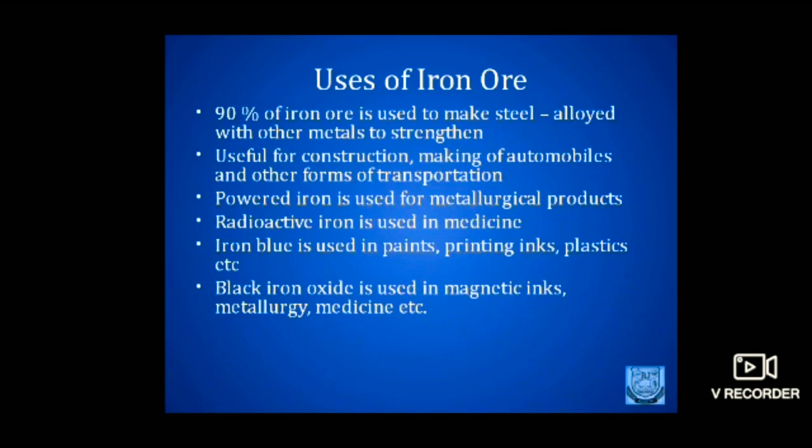The second use is powdered iron. When the iron is powdered, it can be used in the manufacture of magnets and other auto parts, catalysts, etc. Thirdly, radioactive iron, that is iron which is 59% present in it, is used for X-ray purposes, that is, as a tracer element. Apart from that, blue iron is a raw material used in paints, printing inks, plastics, etc. Also, black iron oxide is used in magnetic ink, metallurgical purposes, polishing compounds, etc.